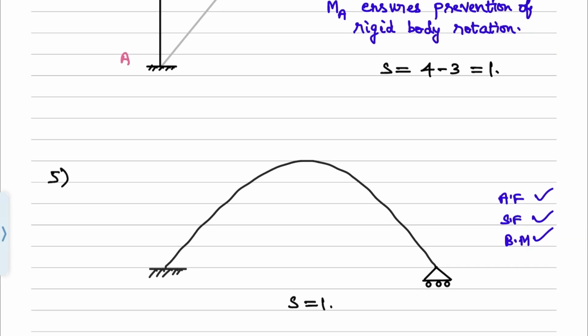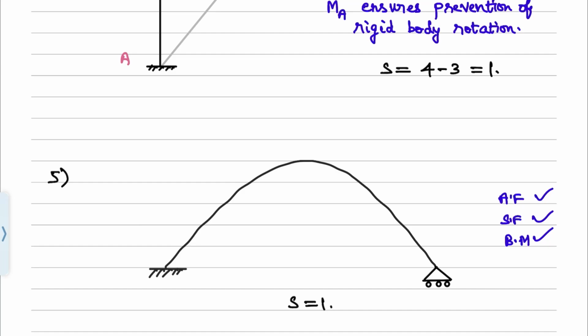Then the fifth problem. Don't wonder that we have an arch here. I don't know whether it looks like an arch. Locally, it's like this. Consider it as an arch. But why did I include it here with the frames? The reason is that even in the case of an arch, if you cut across any section, you find these three: there is going to be axial force, shear force, as well as bending moment. So it is appropriate to consider the arch also as part of this static indeterminacy of frames. That's the reason why I consider it here.